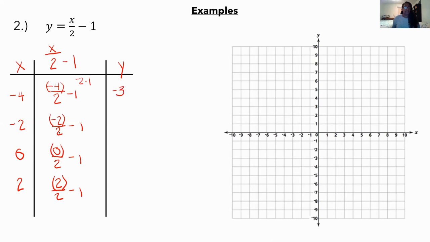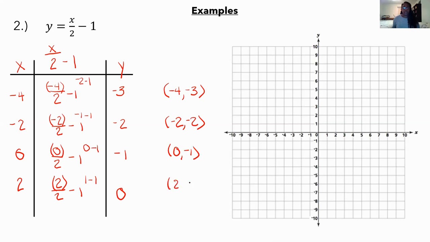Then -2 divided by 2 gives me -1, so -1 minus 1 gives me -2. 0 divided by 2 gives me 0, and 0 minus 1 gives me -1. Then 2 divided by 2 gives me 1, and 1 minus 1 gives me 0. So the ordered pairs we're going to plot are -4, -3; -2, -2; 0, -1; and 2, 0.